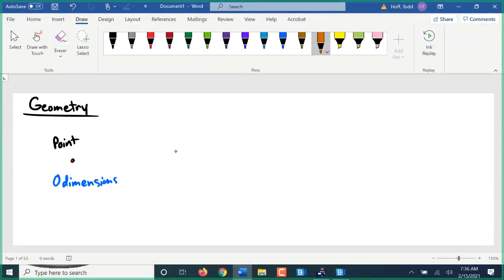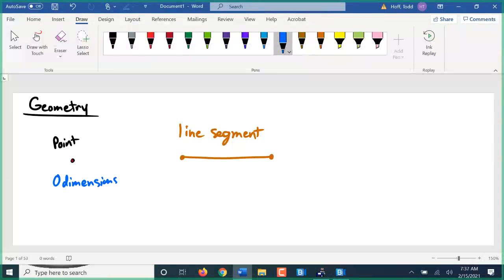Now, if I take that point and I drag it in a single direction, I create what is often referred to as a line. Technically, it is a line segment. The mathematical definition of a line is it goes on forever in both directions. Not horribly practical because, well, everything has to start somewhere. And we can imagine it starting somewhere and going on forever in one direction. But going on forever in both directions is a little harder to understand.